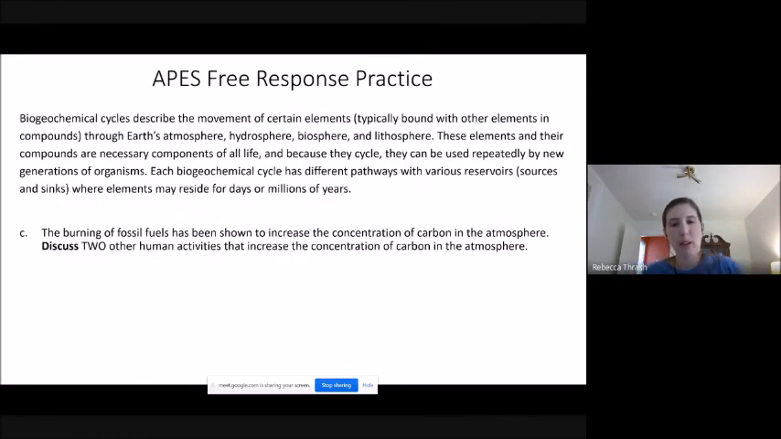All right, still on to the carbon cycle, but now we're talking about the burning of fossil fuels has been shown to increase the concentration of carbon in the atmosphere. Discuss 2 other human activities that increase concentration of carbon in the atmosphere.